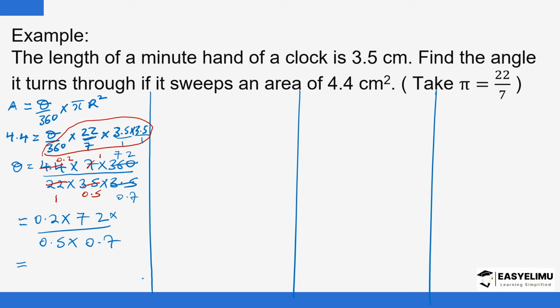So you multiply both numerator and denominator by 100. 10 will be used to remove the one decimal place in 0.2, and the other will be used to remove the decimal places in the denominator. So we will have theta equals 2 by 72, divided by 35, because there was a 10 remaining up there. If you multiply that, we get 1440 over 35.